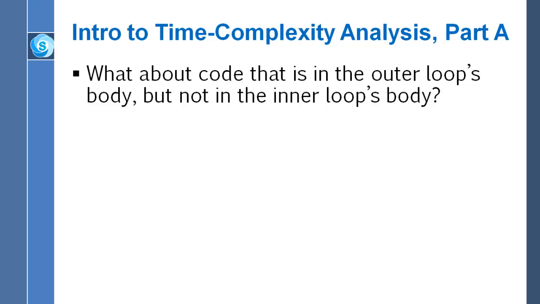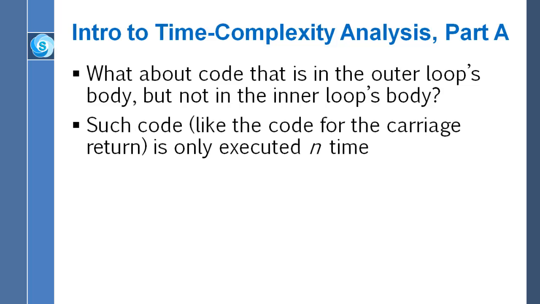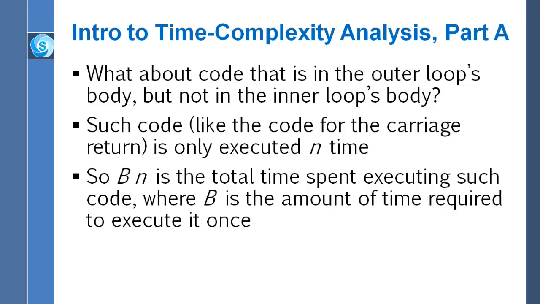Now there's some other code here. There's code that is inside the outer loop, but which is nevertheless not inside the inner loop. Okay, so inside the outer loop, but outside of the inner loop. In this program, that would be the code for printing carriage return, right? The carriage return occurs after the inner loop, but it's still inside the outer loop, right? So therefore, that code is executed n times. If capital B represents the amount of time to execute such code during a single pass through the outer loop, then the total amount of time executing such code is going to be B multiplied by n.